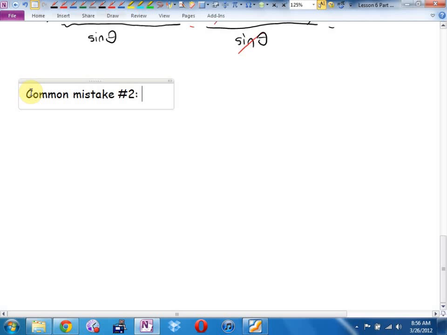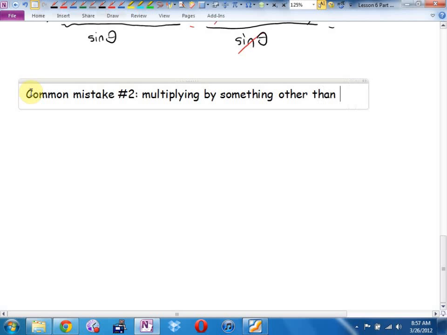Okay. Common mistake number two. Multiplying by something other than 1. You see, Ryan, because we're doing a proof, we can't make the left side or the right side change. We can only make them look different. So if you're multiplying, the only number that doesn't change your answer is multiplying by a 1. Now, it can be a funny looking one, Eric, like in the previous example where we multiplied by cos over cos, which is still a 1. But it has to be a 1.